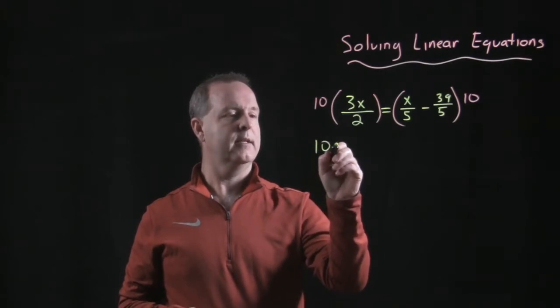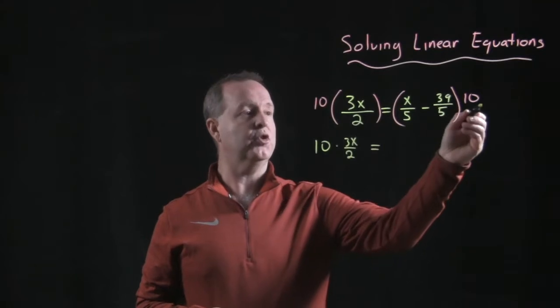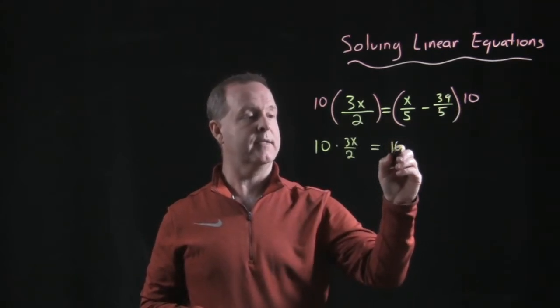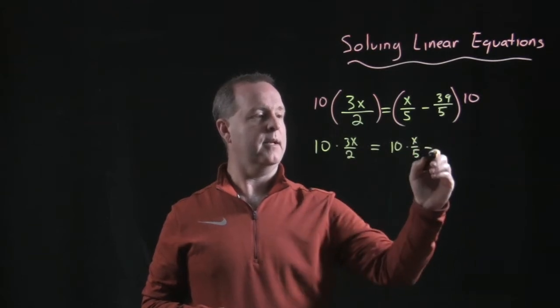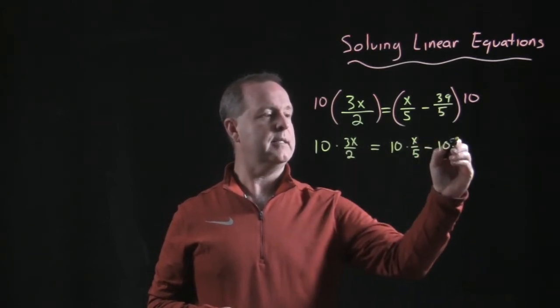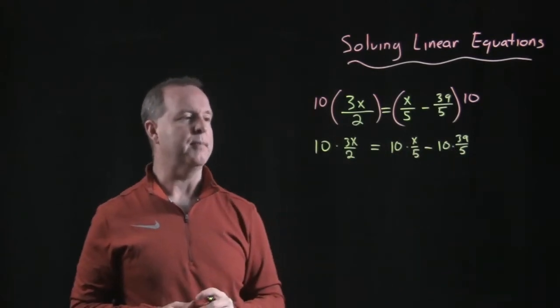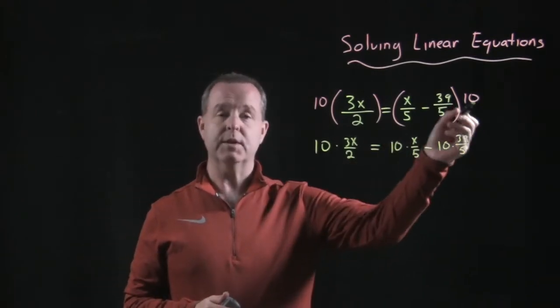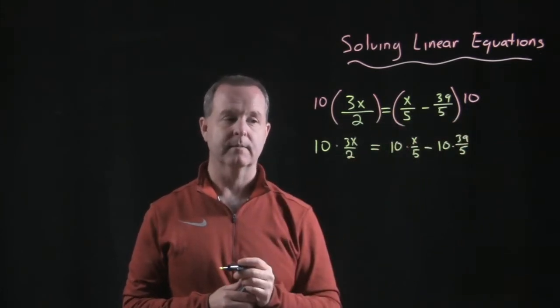I'll have 10 times 3x over 2 equals, distributing this 10 across, 10 times this first term with 10 times this last term. Sorry, I probably should have written those 10s in pink. Simple distribution. So I'm distributing 10 across all the terms.